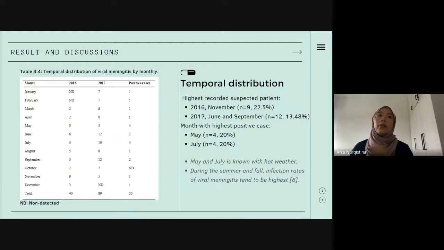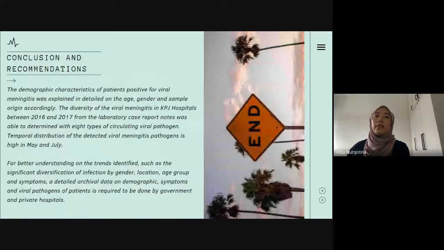In conclusion, the demographic characteristics of patients positive for viral meningitis were explained in detail. The diversity of viral meningitis in KPJ Hospital between 2016 and 2017 was determined with 8 types of circulating viral pathogens. And the temporal distribution of the detected viral meningitis pathogens is high in May and July. My recommendation, for better understanding of the trends identified, such as the significant diversification of infection by gender, location, age group and symptoms, is that a detailed archival data system on demographics, symptoms, and viral pathogens of patients be established by government and private hospitals.